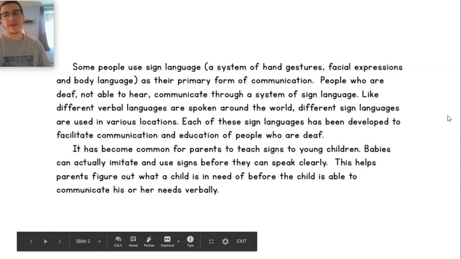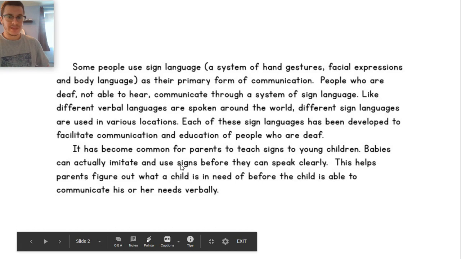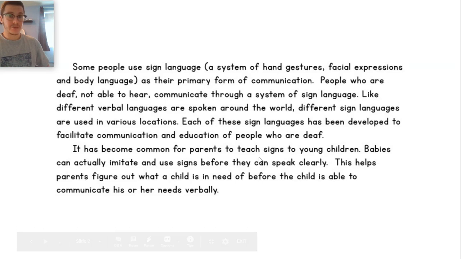So let's reread this paragraph to see whether that statement is true or false. It has become common for parents to teach signs to young children. Babies can actually imitate and use signs before they can speak clearly. This helps parents figure out what a child is in need of before the child is able to communicate his or her needs verbally. Now, the statement is, some parents decide to teach their babies to use sign language. This first sentence right here actually gives us the answer or support as to whether that statement is true or false.